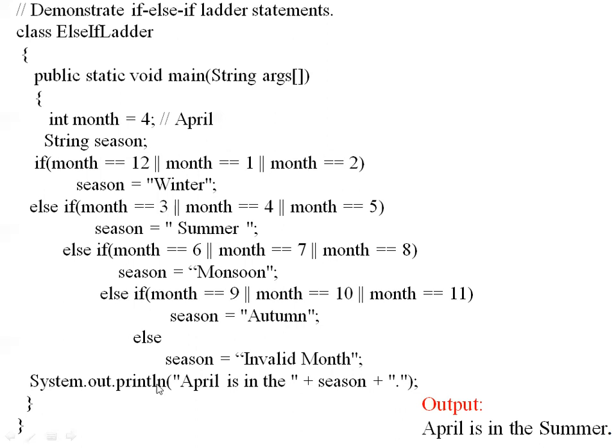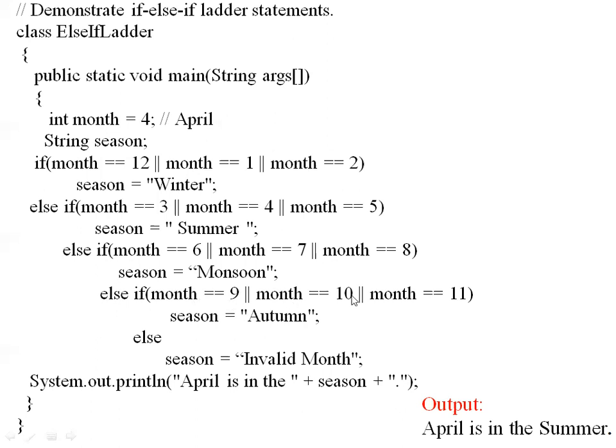After executing this, control jumps directly to this System.out.println. It is not part of this else if ladder, please remember. So from here it directly jumps here, then it prints April is in the summer season. This is how the output is printed. If you change the value here, for example to 10, then this becomes false and it goes to the next else. Month is equal to 9, no.